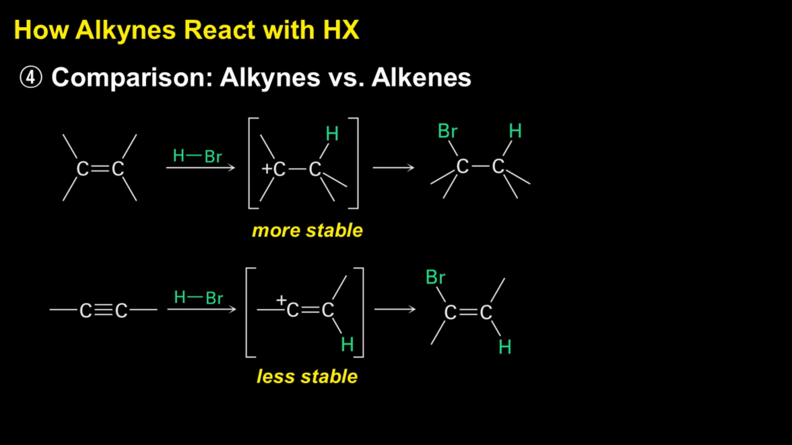Here's something interesting to think about. Let's compare how HX adds to alkynes versus alkenes. In alkenes, the carbocation that forms is fairly stable. It's sp2 hybridized, so the positive charge can spread out more easily. But in alkynes, the carbocation, we call it a vinyl carbocation, is way less stable. It's sp hybridized, so the positive charge is held much tighter, and that cranks up the energy level. So even though the final products might look kind of similar, the intermediates are very different in terms of stability. And that difference affects how easily or how quickly the reaction actually happens.